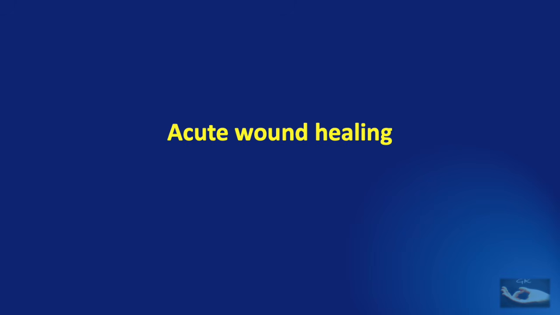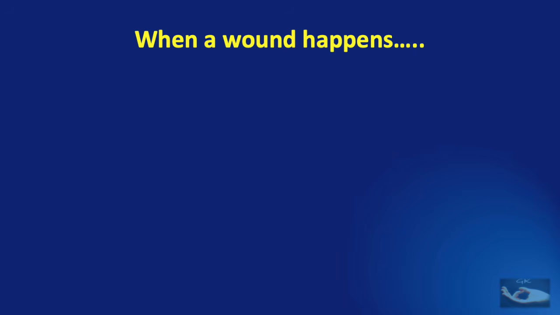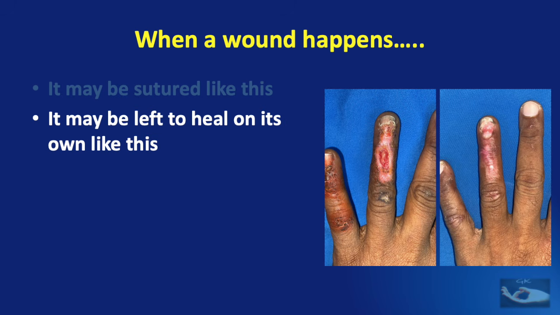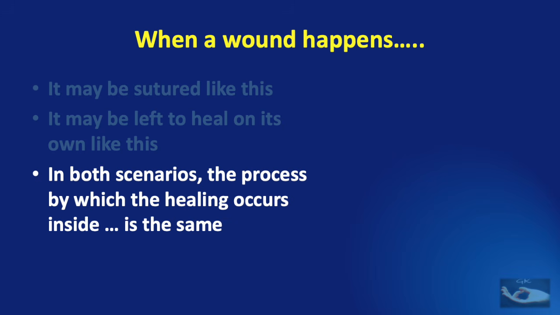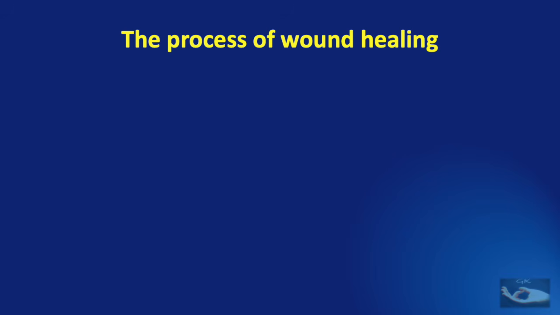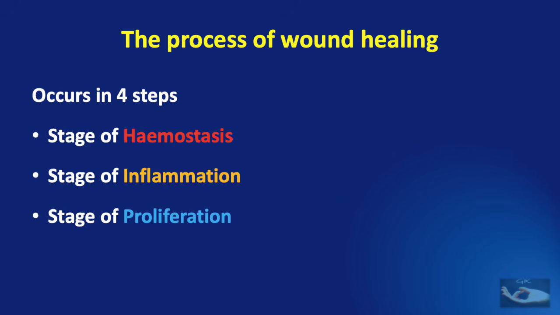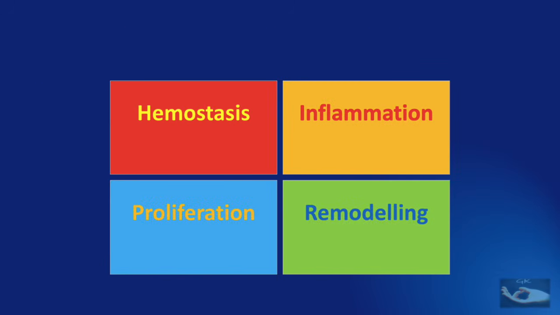Acute wound healing is a process that occurs when a wound happens, whether you suture it like this or it is left open to heal by secondary intention like this. In both scenarios, the process by which the healing occurs inside is the same. This process of acute wound healing occurs in 4 steps: the stage of hemostasis, the stage of inflammation, the stage of proliferation, and the stage of remodeling. To understand more about these steps, we shall see them in detail.